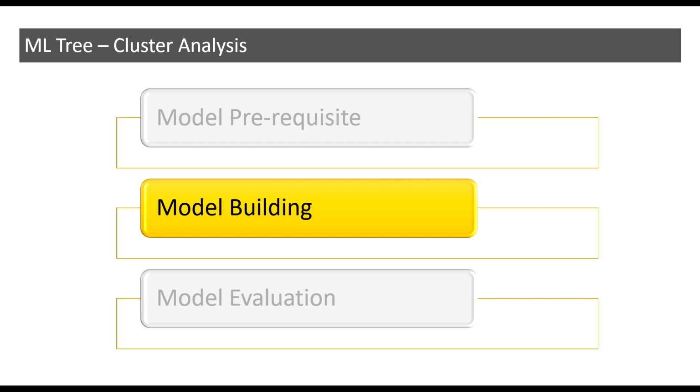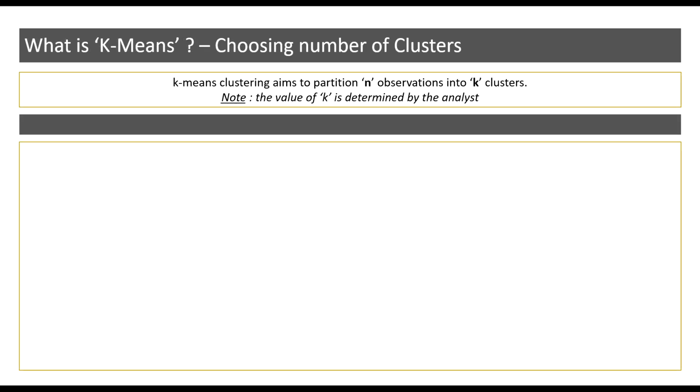In this video, we will see how we can deploy the k-means clustering algorithm to build cluster models. What is k-means clustering? By definition, the k-means clustering algorithm aims to partition n observations into k clusters. Note that here the value of k implies the number of clusters we want on a particular dataset.